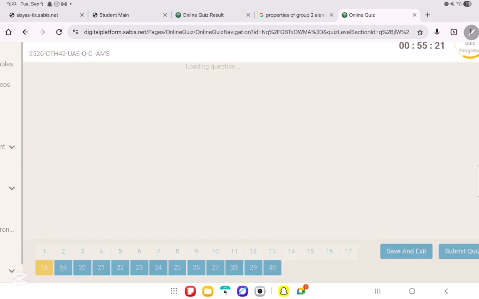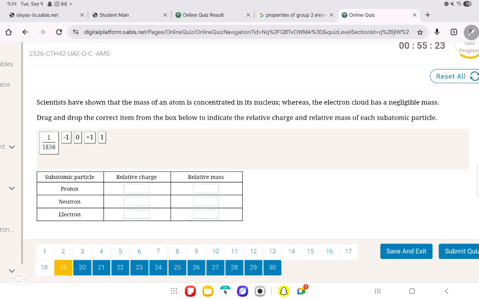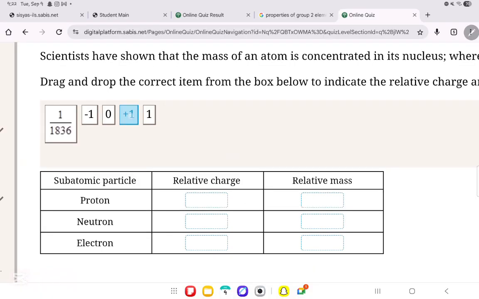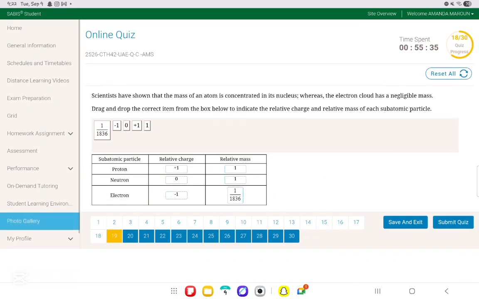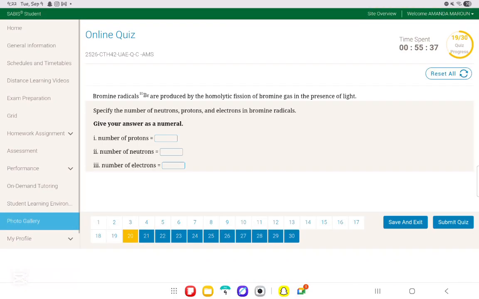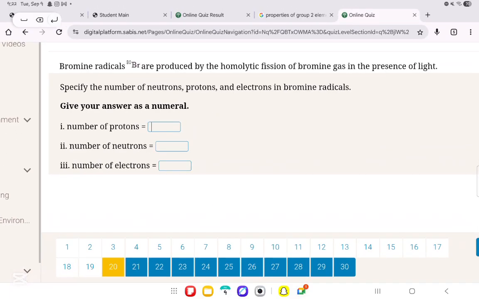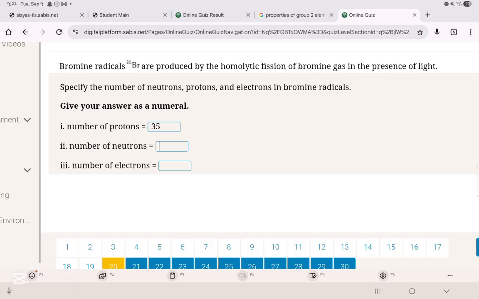Question number 19. Very easy. The relative charge of the proton is +1. Neutron is 0. Electron is -1. Relative mass is 1 over 1836, and then for these two, it is 1. We move on to 20. What's the number of protons of bromine? You have to check. It is 35. Number of neutrons is 80 minus 35, which is 45. And number of electrons, since it is an atom, it is going to be 35.